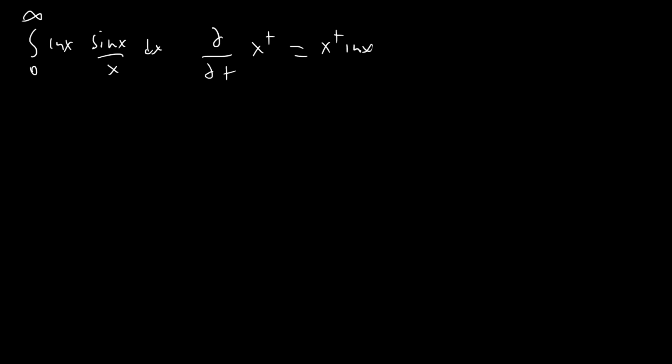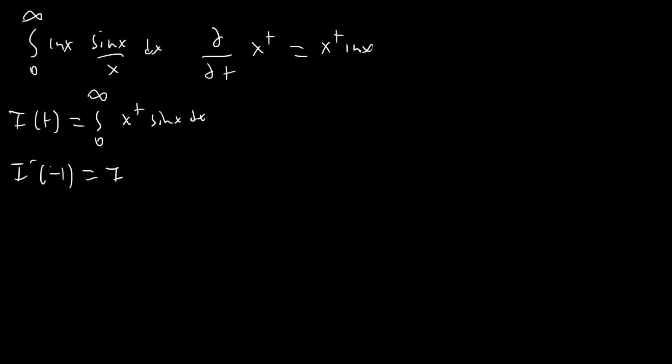So our first method is probably the easiest one to spot, because whenever we see ln x in some sort of integral, there's always the thought that the partial derivative with respect to t of x to the t is equal to x to the t ln x. So if we write a function I of t is equal to the integral from 0 to infinity of x to the t sine of x dx, then it's pretty easy to see that I prime of -1 is going to equal our original integral, right?